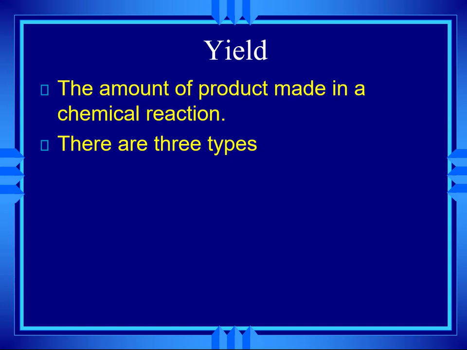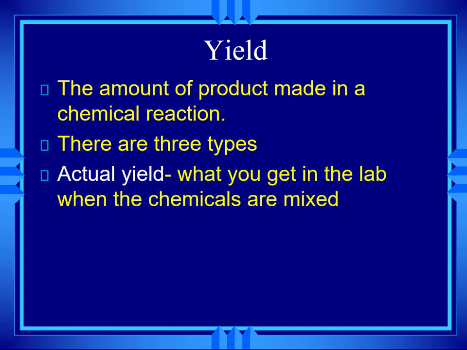Type number one is called the actual yield. They call it the actual yield because yield is what it makes and it's how much it actually makes. So you do the experiment and weigh the product. So you mix the chemicals and weigh the product. How heavy was your product? How many liters was your product? That's the actual yield.